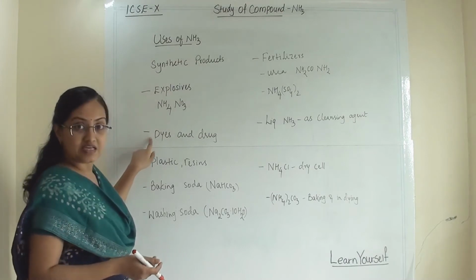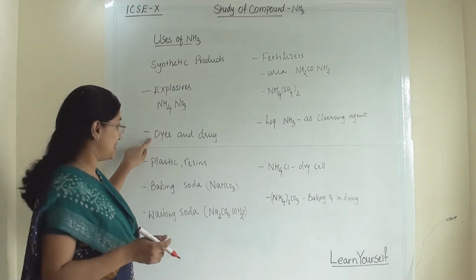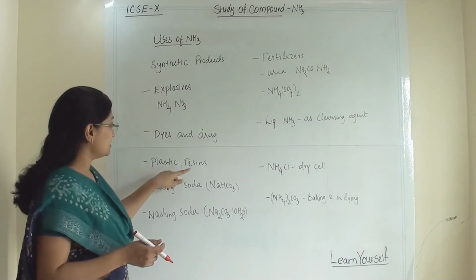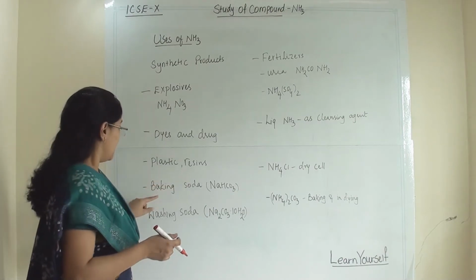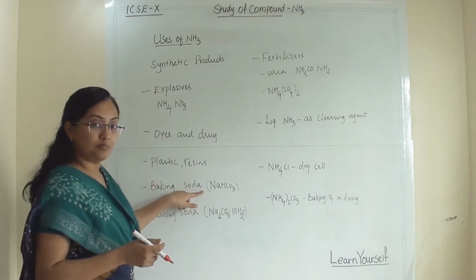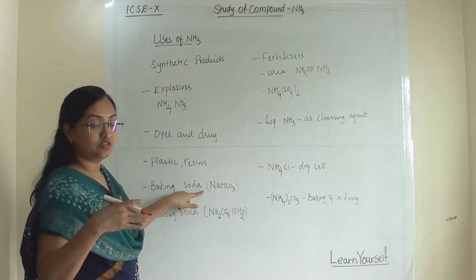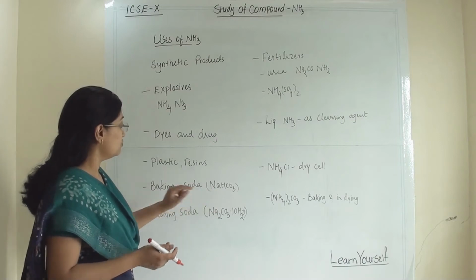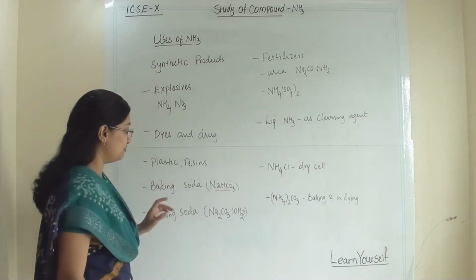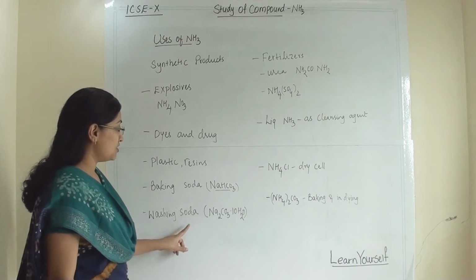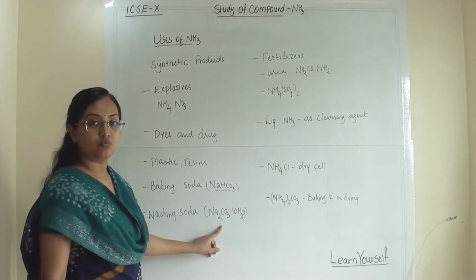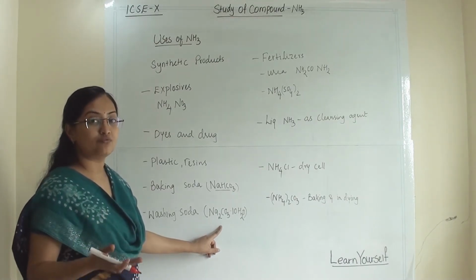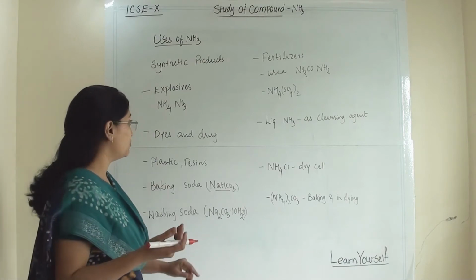Then in dyes and drugs. Drug means medicine. Then plastics and resins. In the manufacturing of baking soda we use ammonia. So this is the formula of baking soda. In the manufacturing of washing soda also we use ammonia.